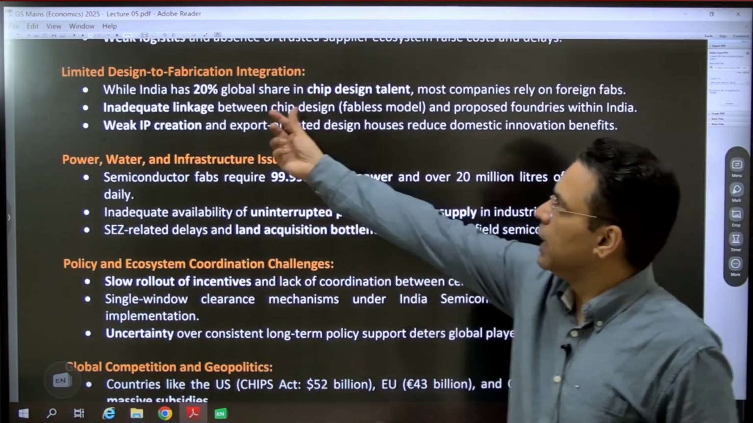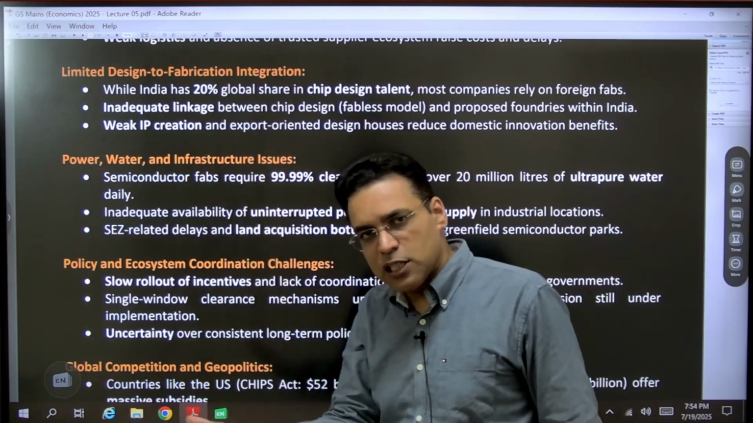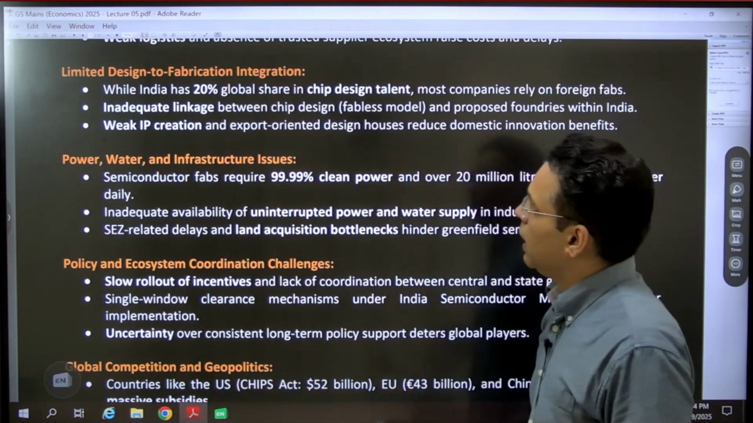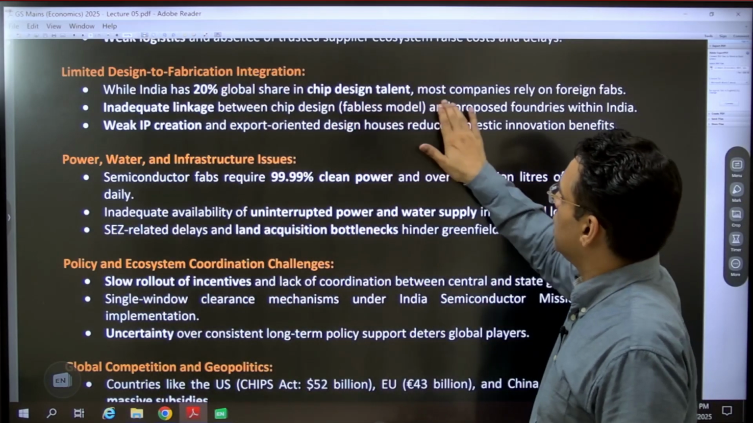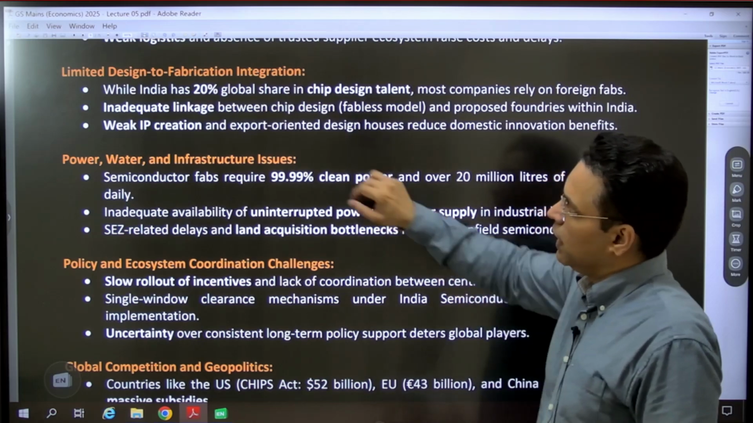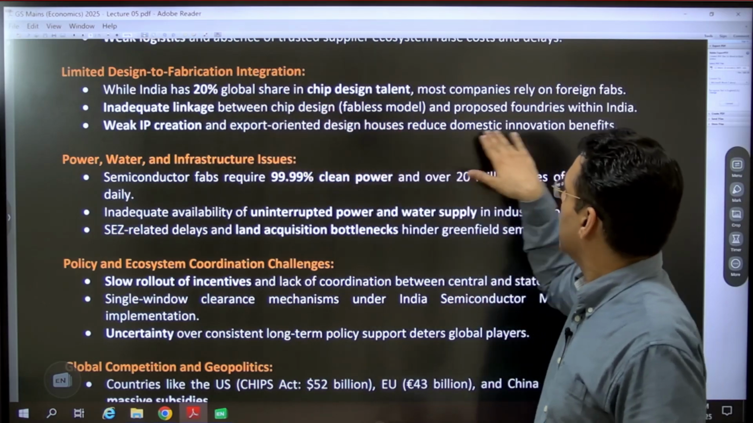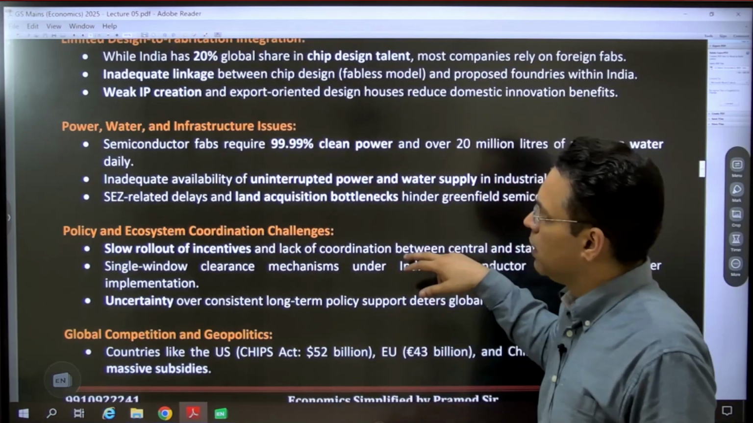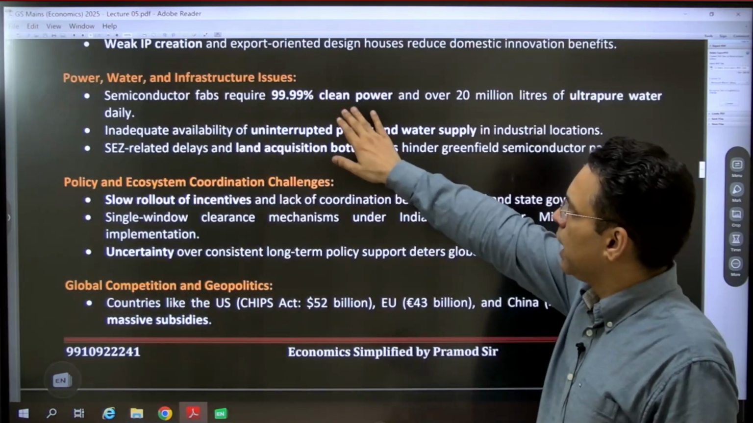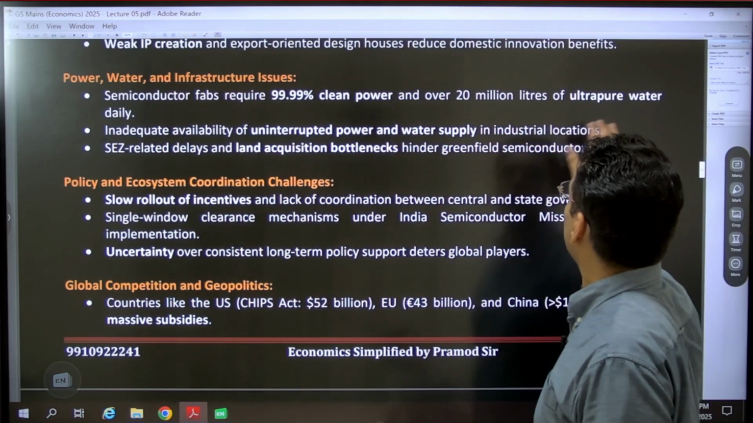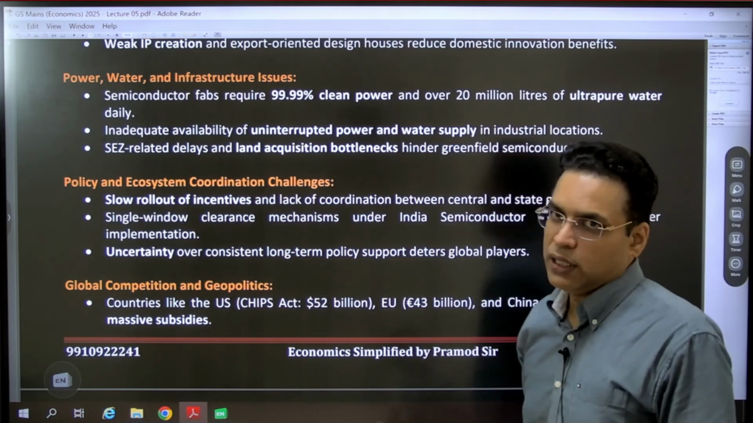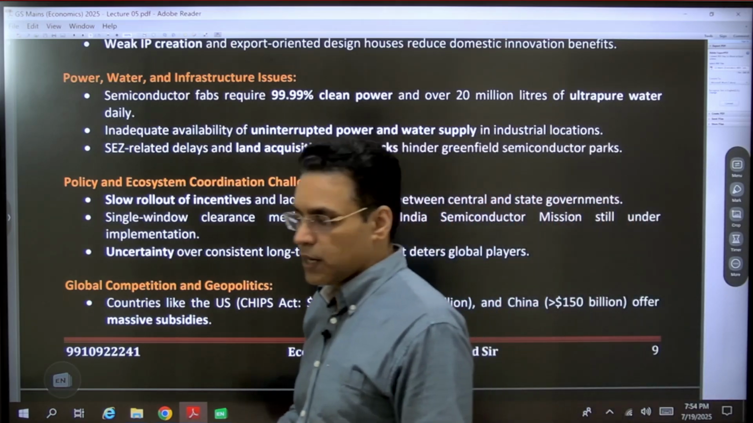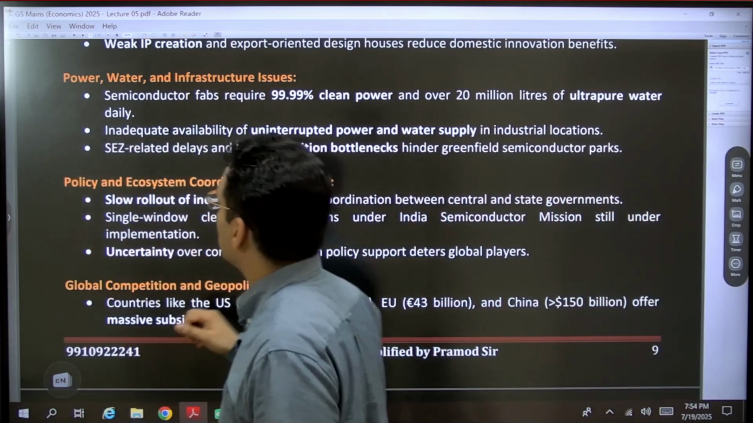For example, design to fabrication integration. Right now we are at the design stage, eventually you have to fabricate. India has 20% of the share in chip design talent. Most companies rely on foreign fabs. Inadequate linkage between chip design and the proposed foundries. Weak IP creation, export-oriented design. A semiconductor fab requires 99.9% clean power and 20 million liters of ultra-pure water daily. So you have limited resources here, because water in India is quite scarce.